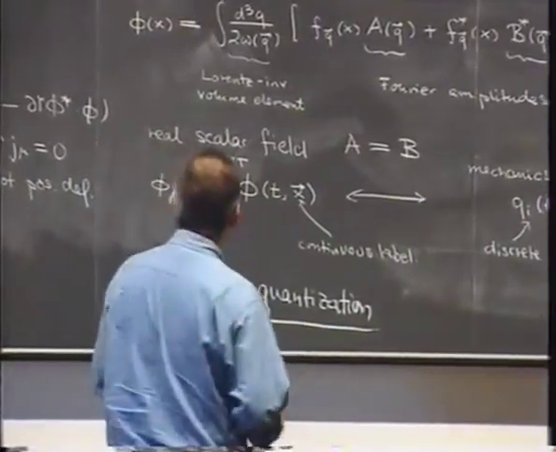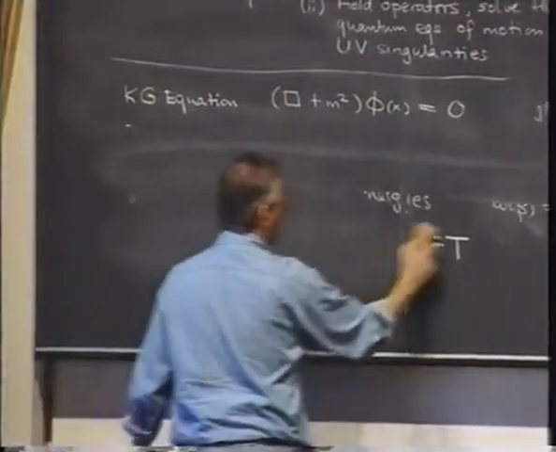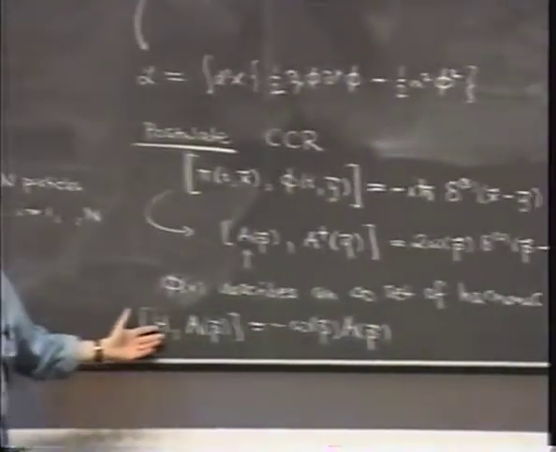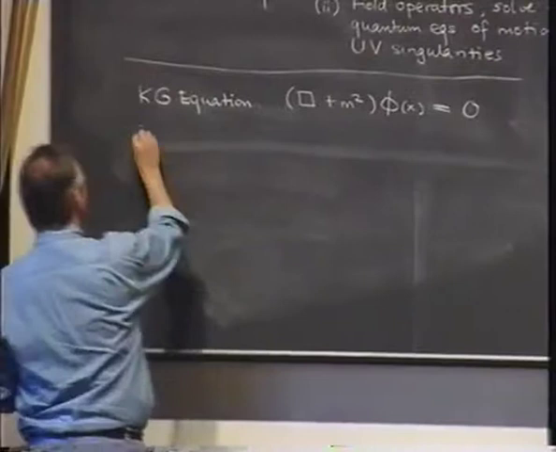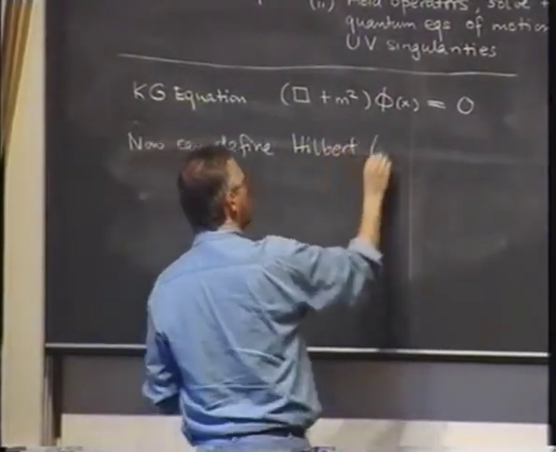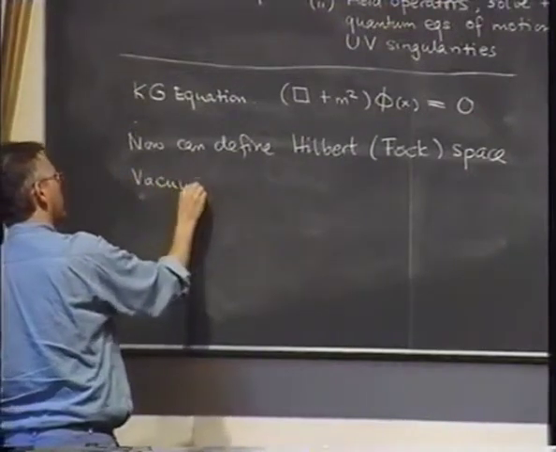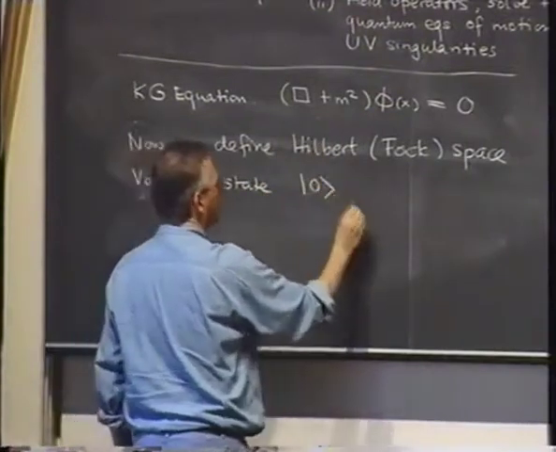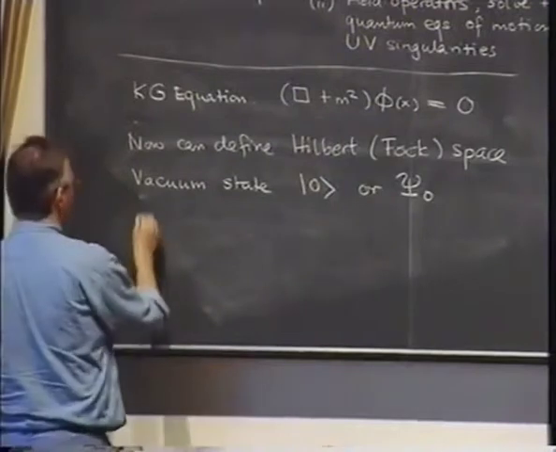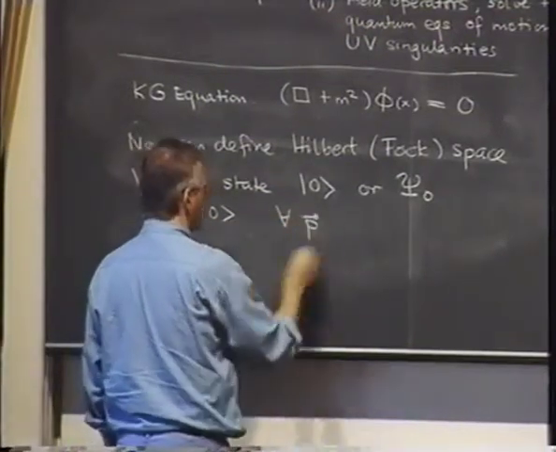So this leads us to the notion of Fock space. What is Fock space? Given all this information, we can define the Hilbert space, or Fock space, and we simply take the definition from what we know about the harmonic oscillator. Well, the first step is to introduce a vacuum state, sometimes written like this, or psi 0. This is the state with nothing in it, which means that it is annihilated by all annihilation operators A(P), for all P in R3.